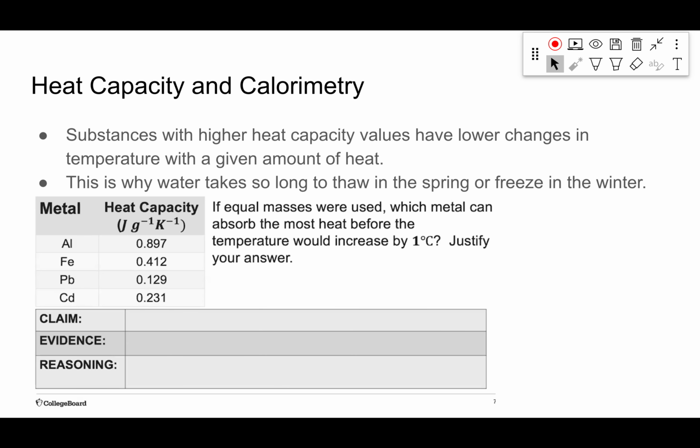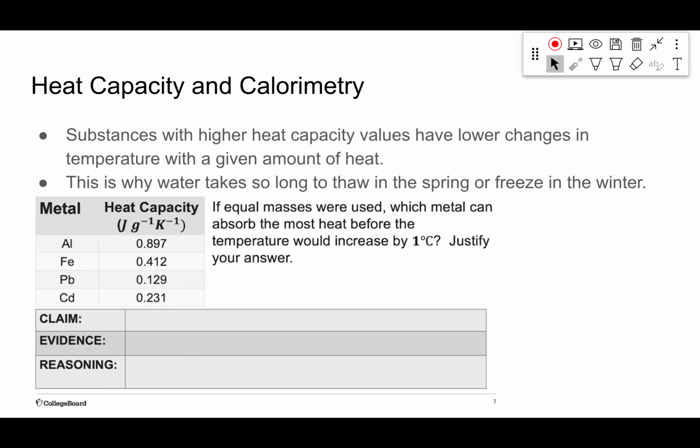So if we're talking about the heat capacity of something, substances with a higher heat capacity value have lower changes in temperature with a given amount of heat. So water, for example, has a specific heat capacity of around 4.18 joules per gram times degrees Celsius or Kelvin. If you notice these metals, none of them are nearly that high. The highest out of these four metals is aluminum at 0.897. Water is, like I said, 4.18 or 4.2 depending on the problem.